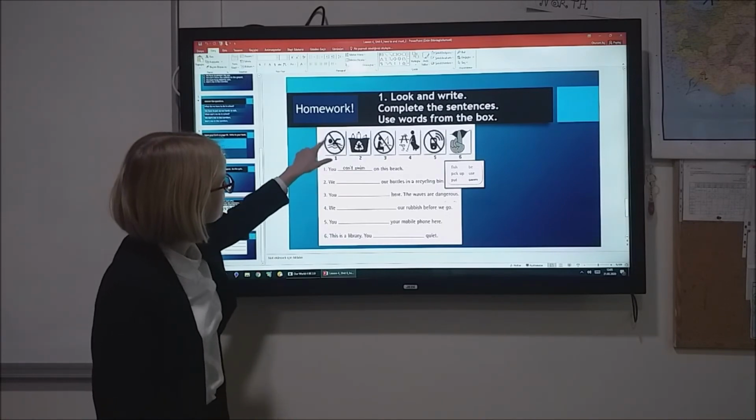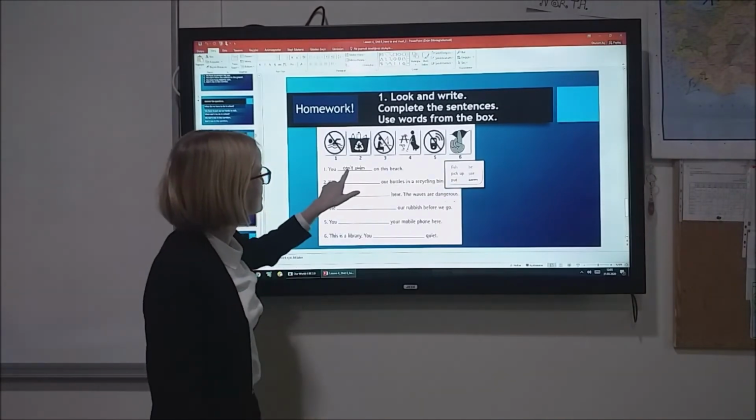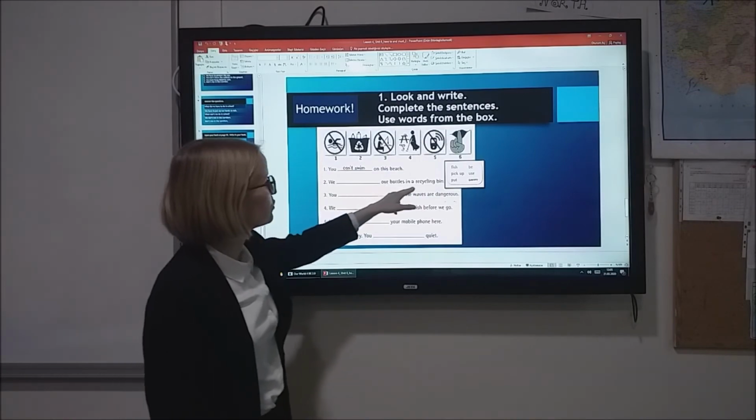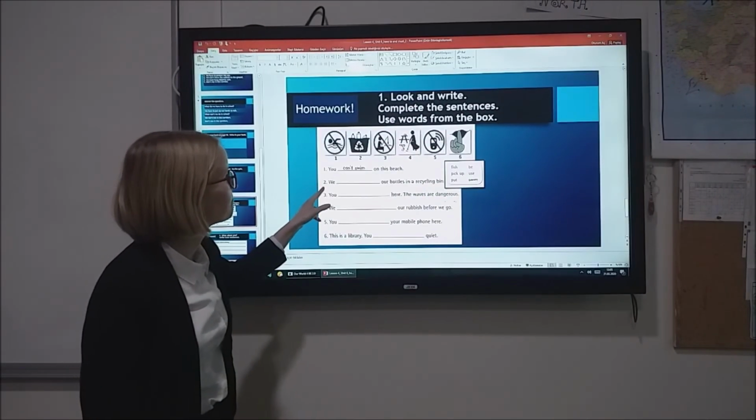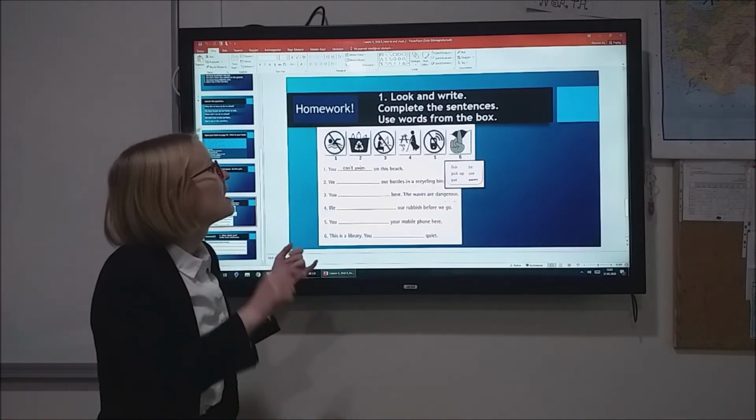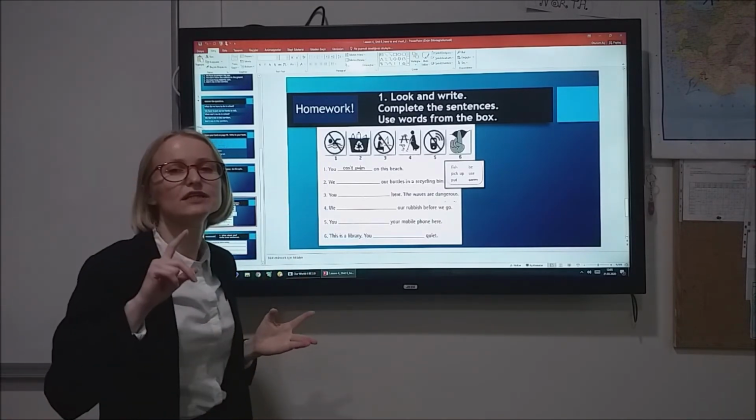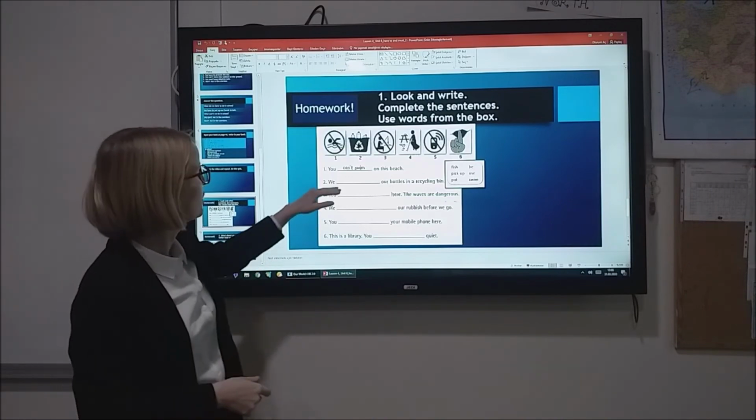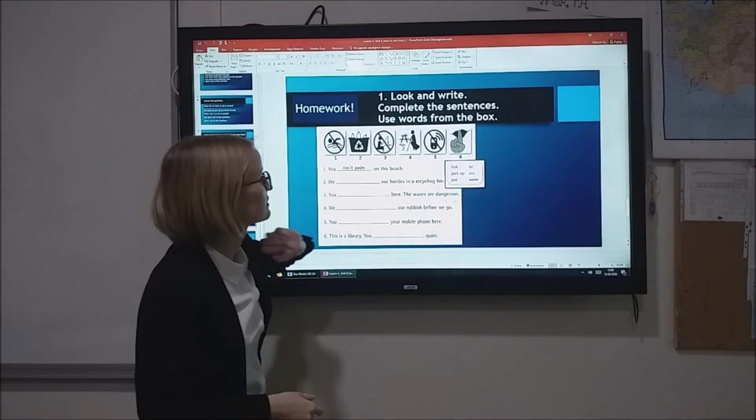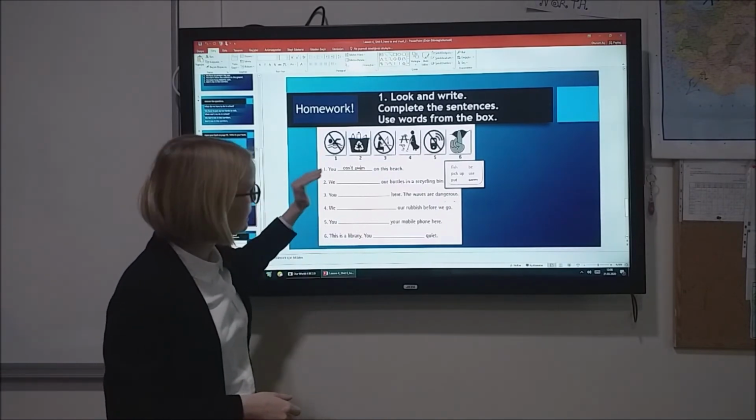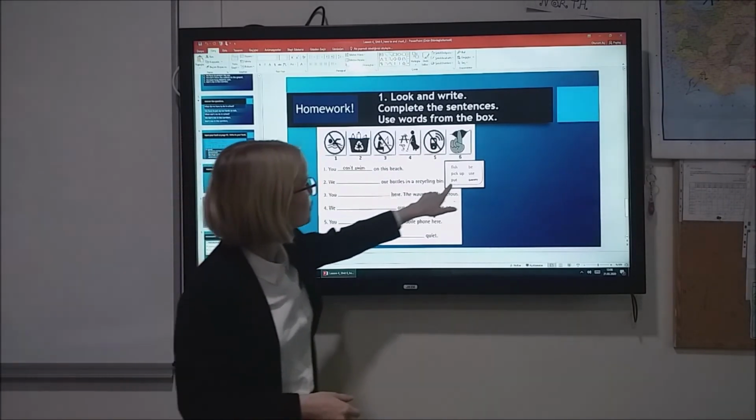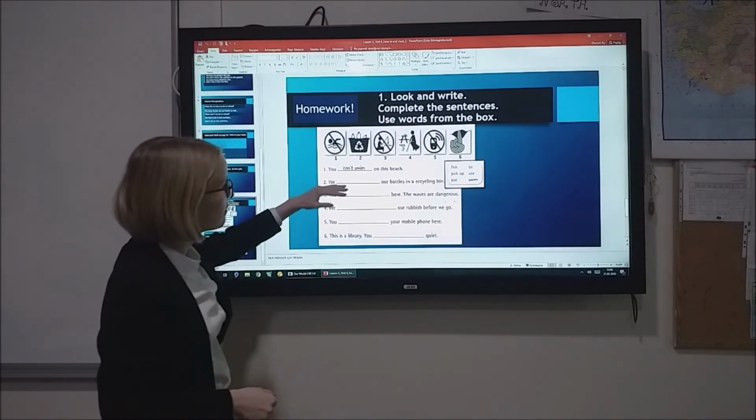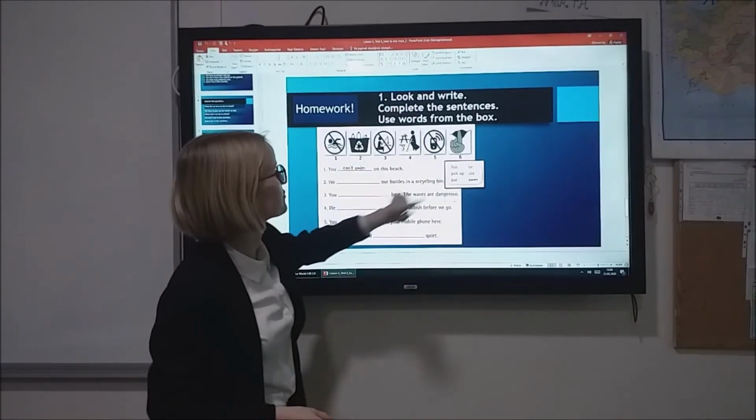Number 1, you can't swim. You can't swim on the beach, on this beach. 2, our bottles in a recycle bin. You should use we have to, we must, or we don't, or you can't, or we can't. So, we can't, we have to put our bottles in a recycle bin. We have to put, or we must put our bottles in a recycle bin.